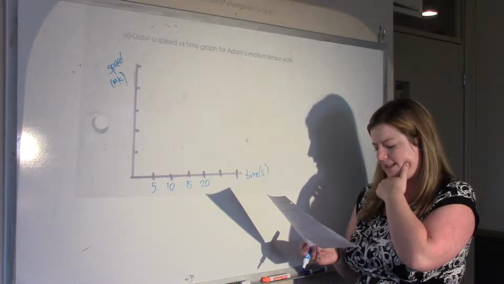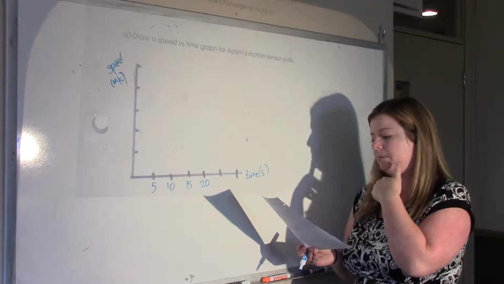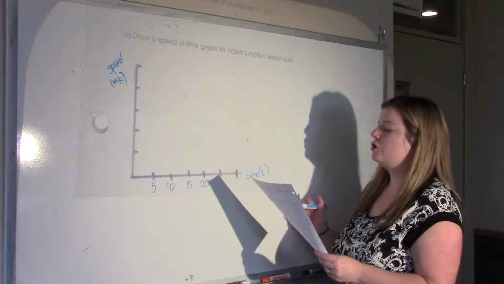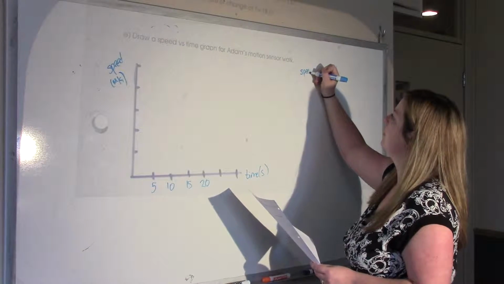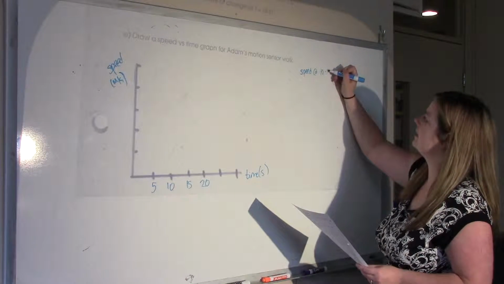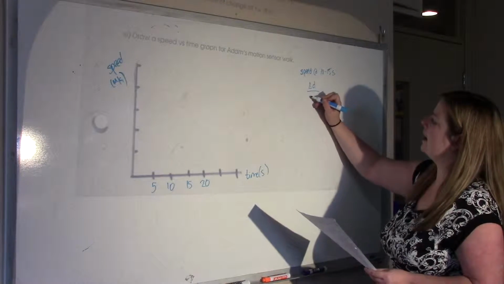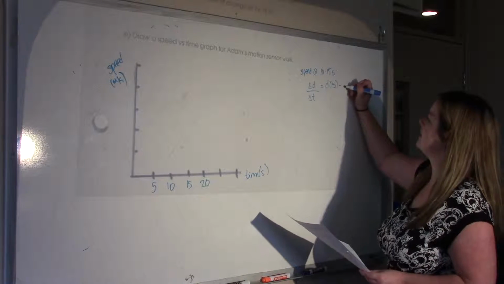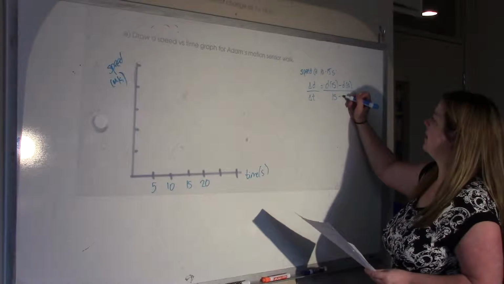For the next 5 seconds, his speed is whatever the slope is of that section, okay? So you have to go back and look. We want the speed at 10 to 15 seconds, right? We need that. So distance over time is how we find speed. So the distance at 15 minus the distance at 10 divided by 15 minus 10.